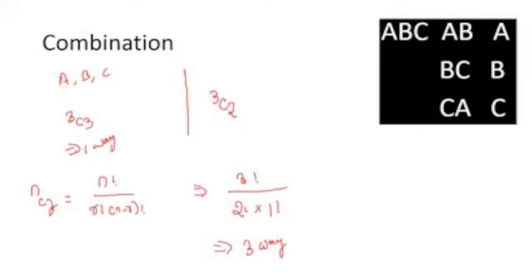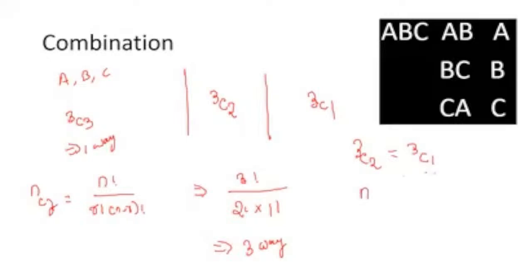Remember, another is selecting one element, 3C1. So 3C2 and 3C1 both are same because why? If I am selecting 2 elements, I am leaving the one element. That's why 3C2 and 3C1 both are same.